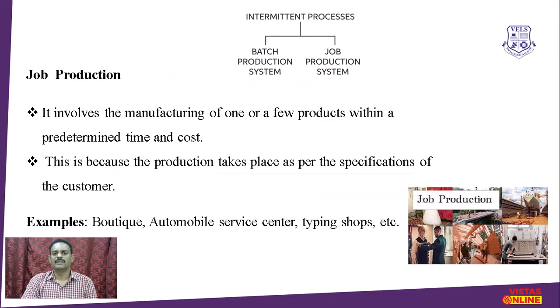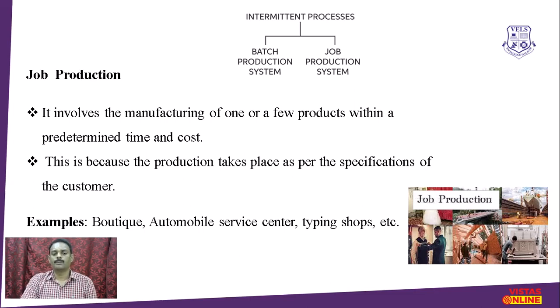The intermittent production system has two subdivisions, that is job production as well as batch production. We already covered that intermittent is a stop-and-start production method. In job production, once they receive an order for some commodity or product, they start the production, depending upon the job, and then they stop. It involves manufacturing one or a few products within a predetermined time as well as cost.